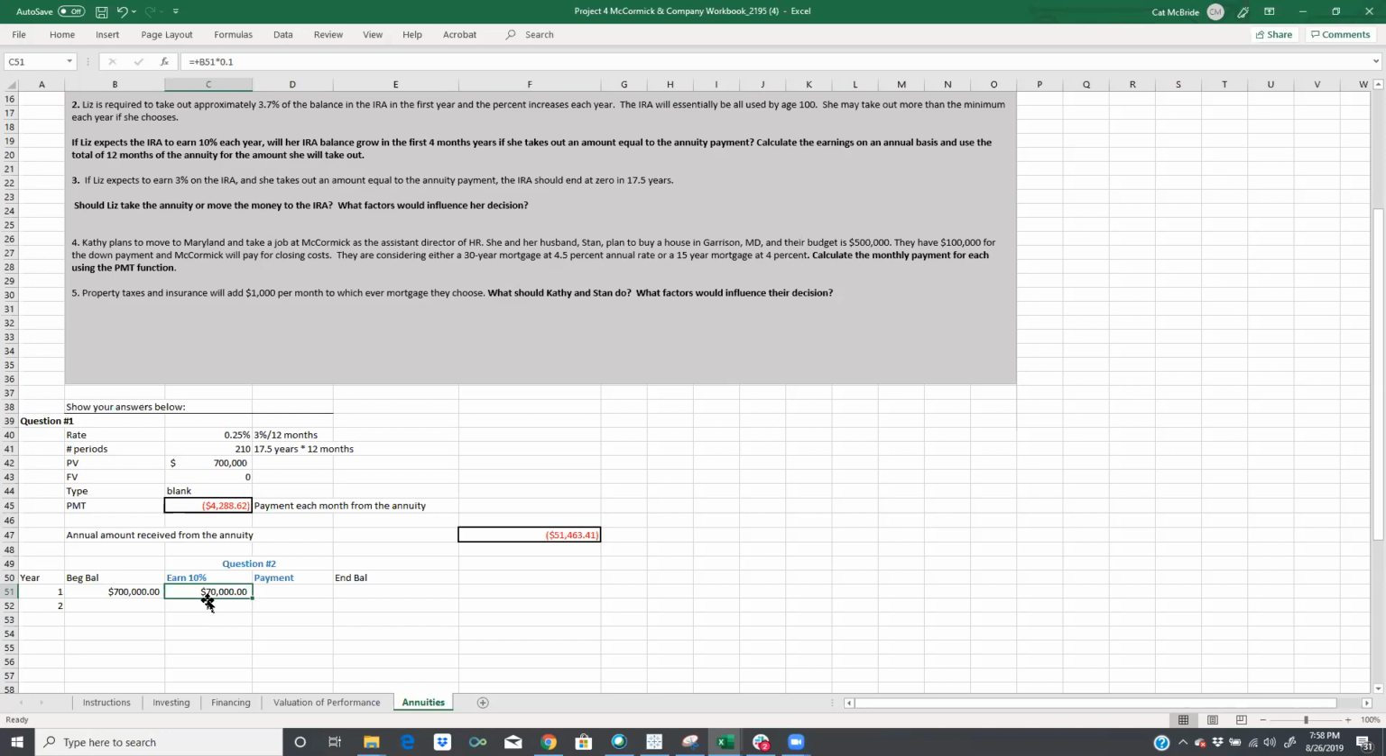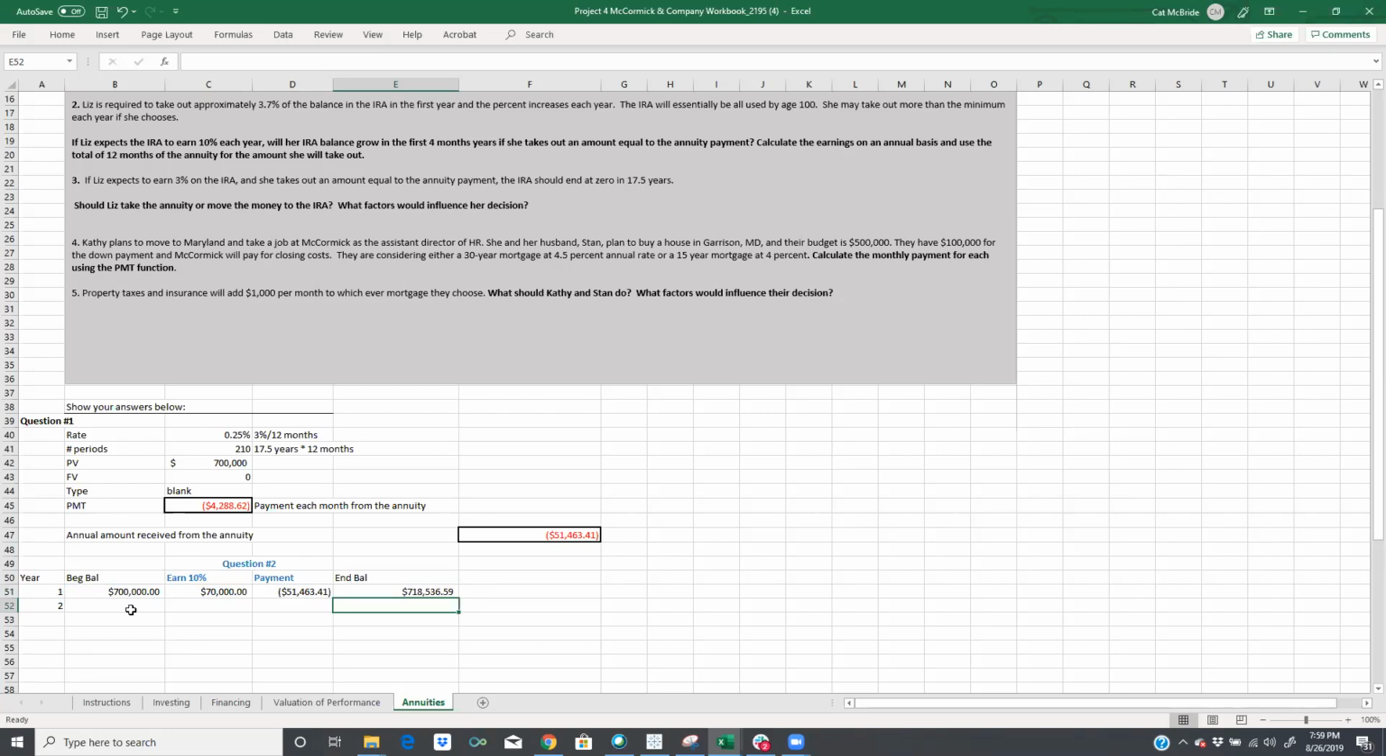So she earned $70,000. Now, the payment for that year, what comes out is going to be the amount that we just calculated, this amount. So if we started with 700,000 and we added interest of 70,000 and we took out a payment of 51,000, our new balance is 718,000.